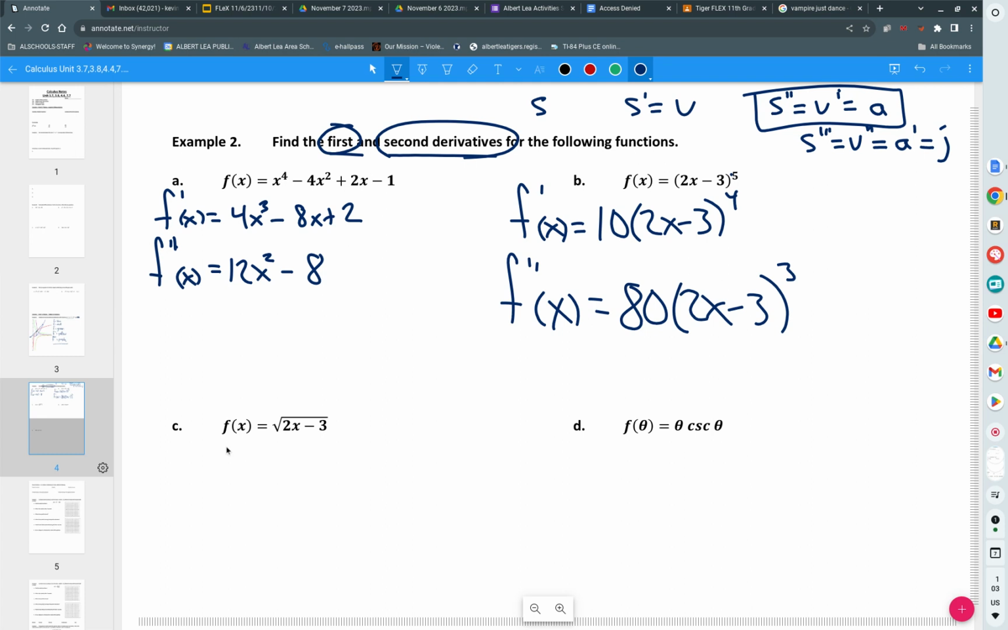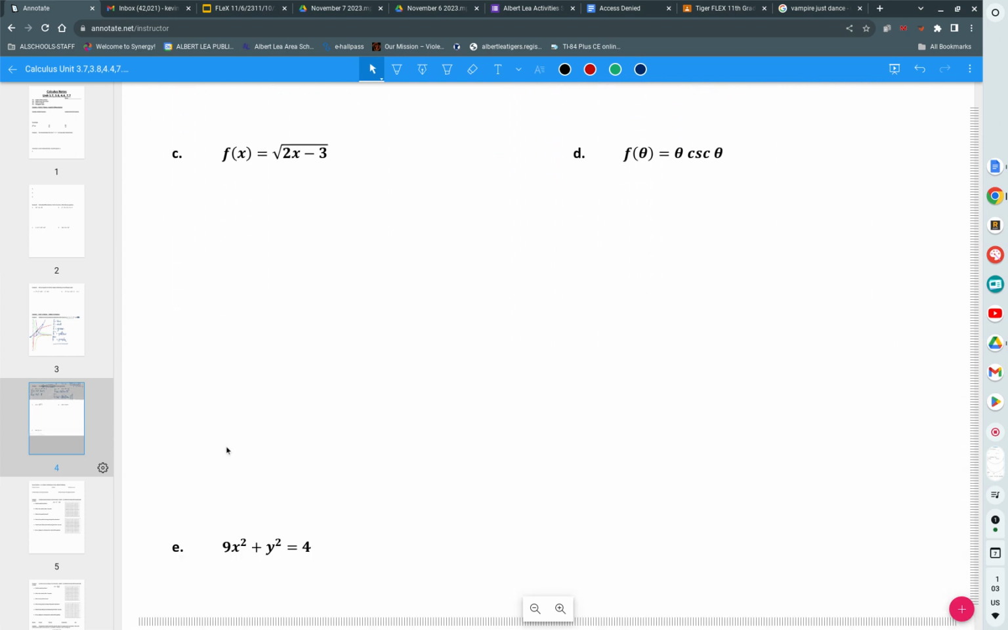Sometimes you don't like to go that quickly, and instead you would like to do something like letter C, where you maybe want to set up the boxes.